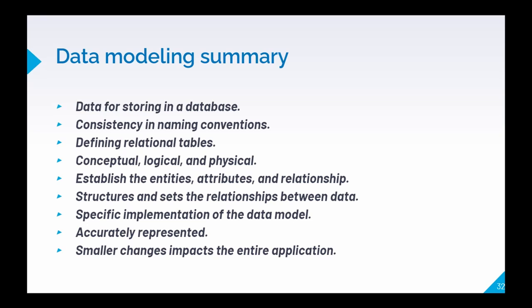Next, the main goal of designing a data model is to make certain that data objects offered by the functional team are represented accurately. Last, the biggest drawback is that even a smaller change made in the structure requires modification in the entire system. So again, smaller changes impact the entire application. Alright, so for data modeling summary, that's that.